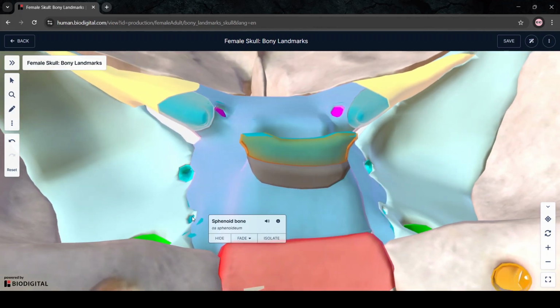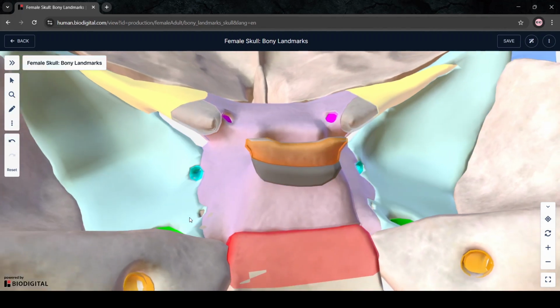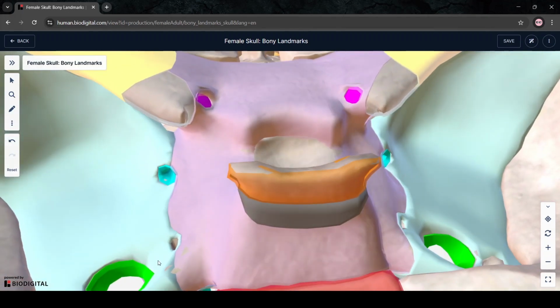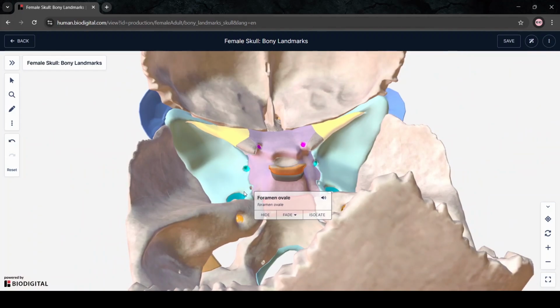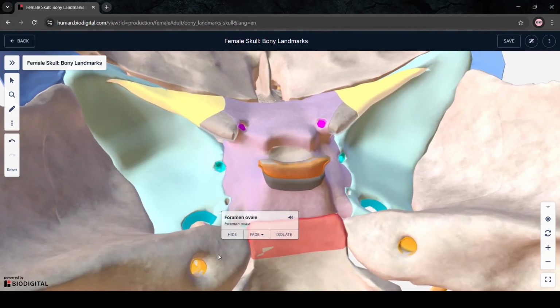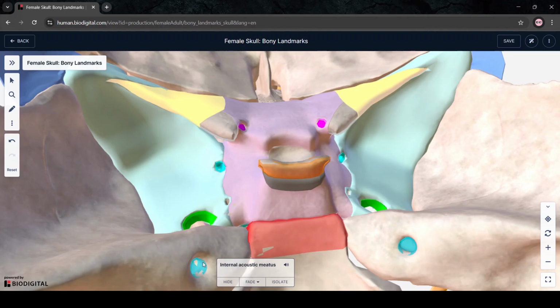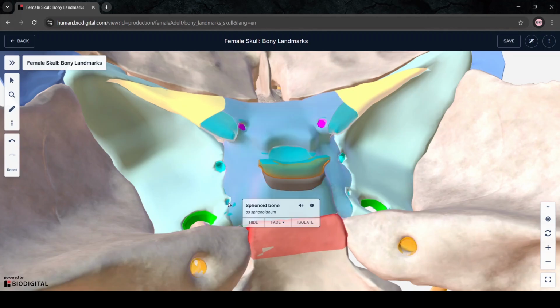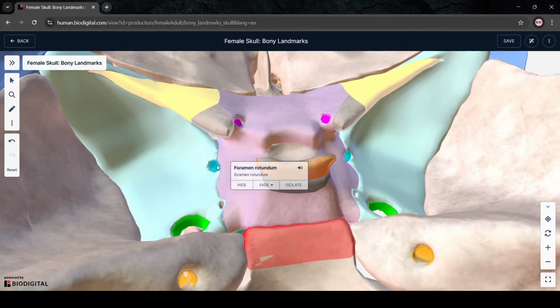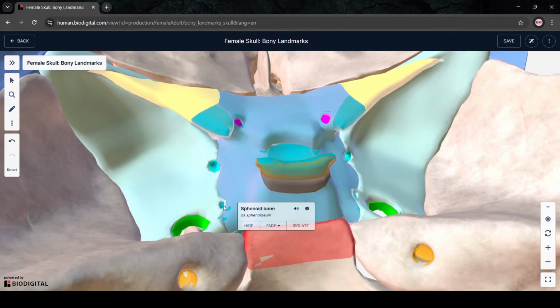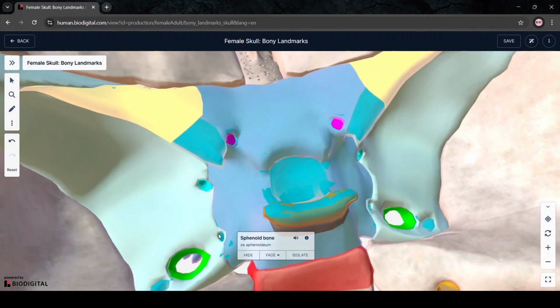For some reason it is not highlighted. This is the ovale. Sorry, no, that's the foramen spinosum. No, that's the internal acoustic. Yes, correct, this is the foramen spinosum. This is the optic foramen. This is the foramen rotundum. This is the spinosum. Let me just show you like this.